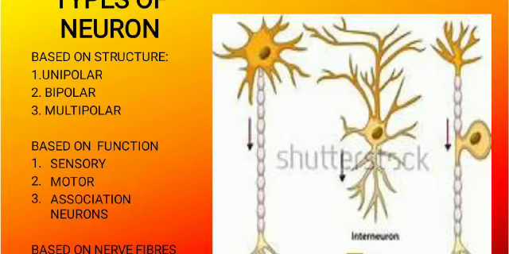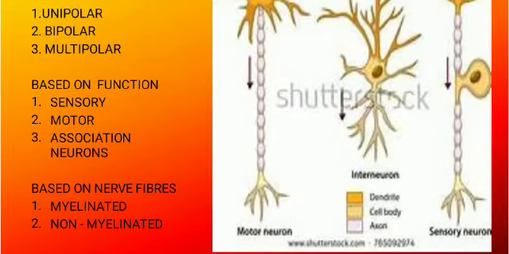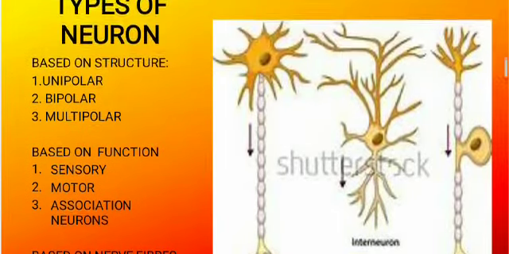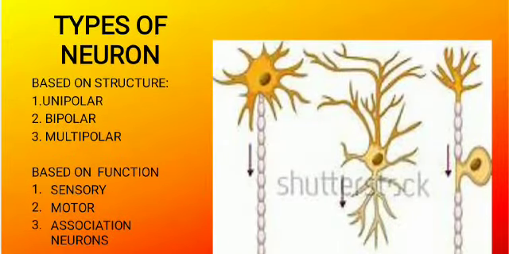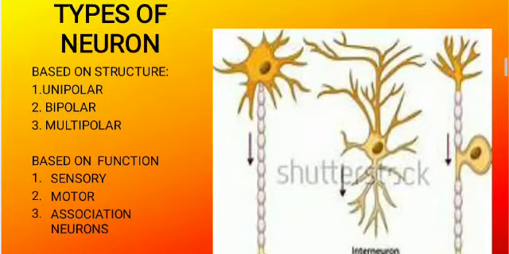What is a unipolar neuron? If only one nerve process arises from the cyton, then it is called unipolar. Suppose the cyton gives rise to two nerve processes, of which one acts as an axon, another as a dendron, it is called a bipolar. And unipolar neurons are seen in the early embryos and not in adults.